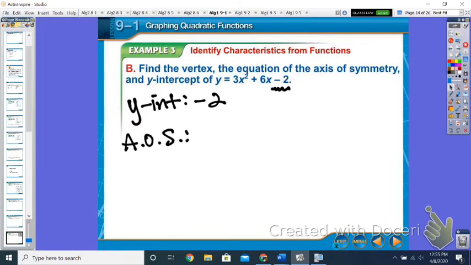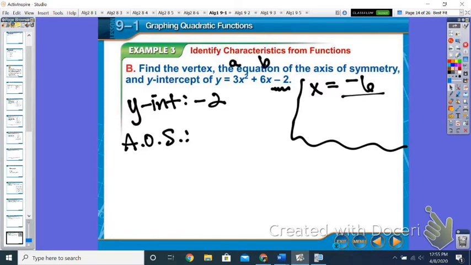Axis of symmetry. We'll do it over here again. So it's x equals -b over 2a. So in this case, it's -6, because b is 6, right? We can do a little ABC if we need to, over 2 times 3. A is 3. -6 over 2 times 3.